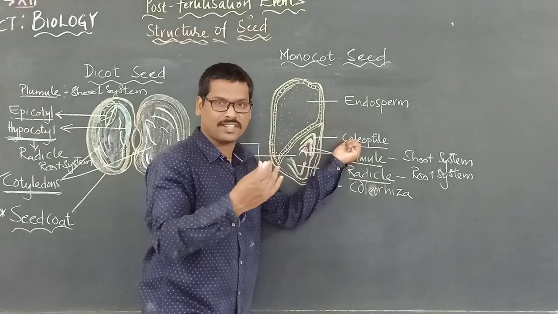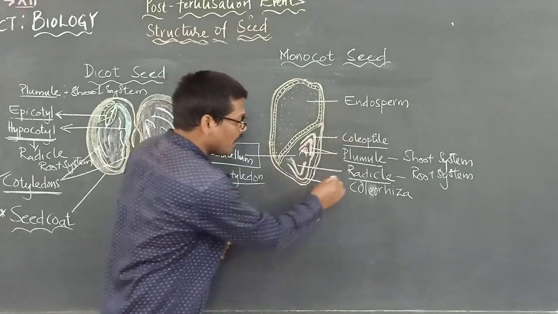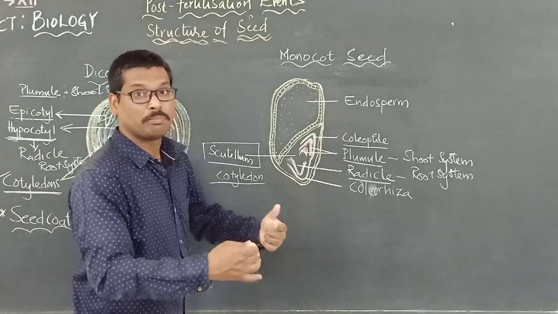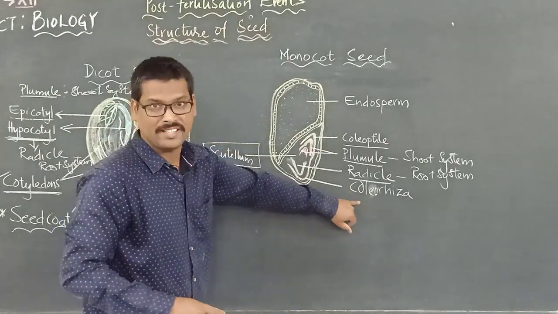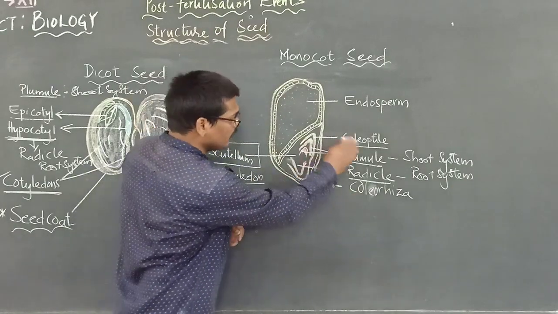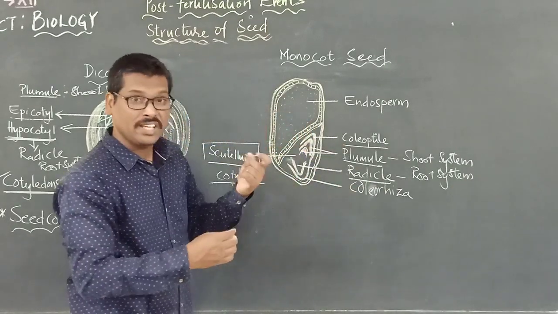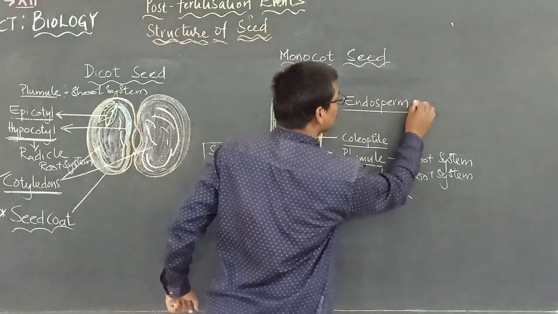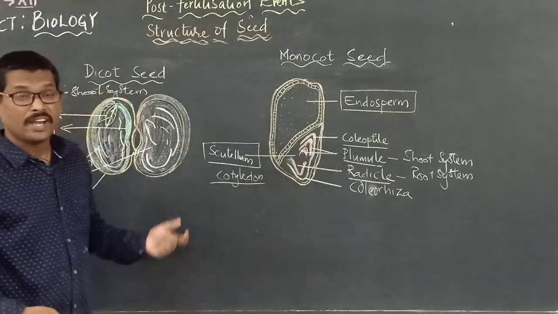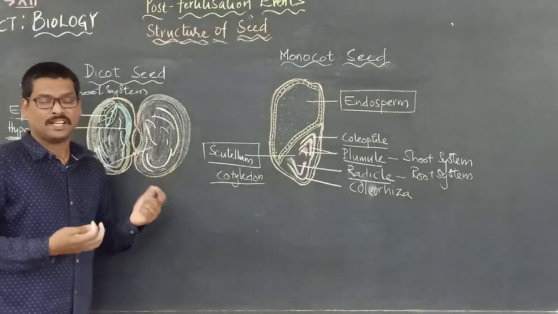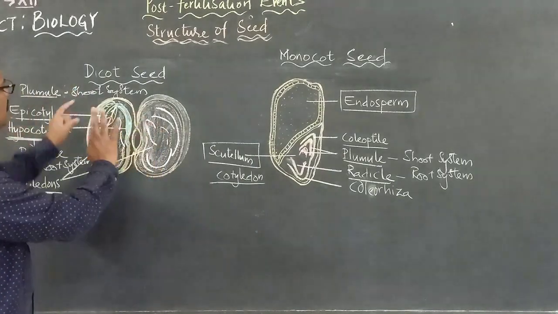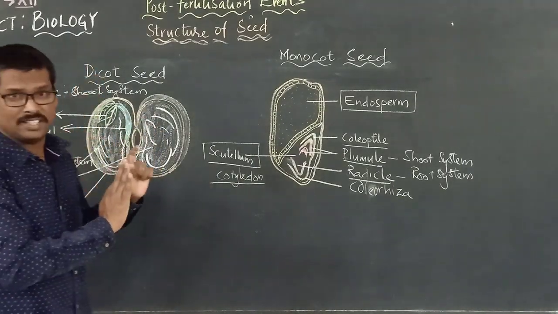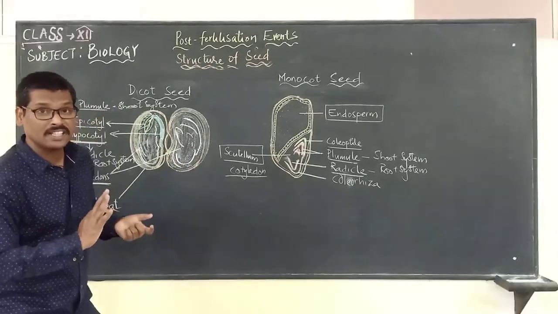The foliar structure is called the coleoptile. Whereas the radicle is also enclosed by an undifferentiated sheath called what? Coleorhiza. Here we can see that there is some amount of endosperm present. In some cases we will be seeing this. So this is about the dicot seed and the monocot seed.